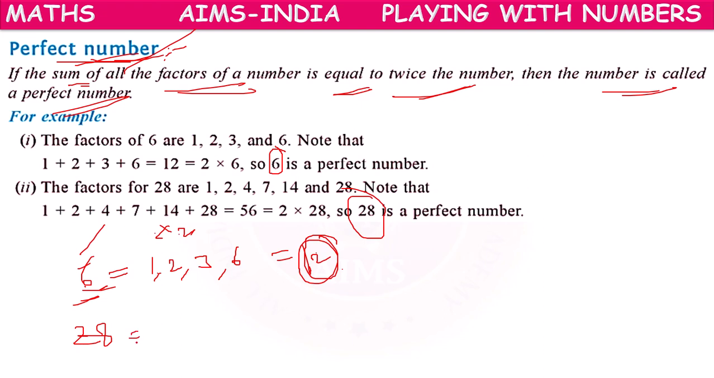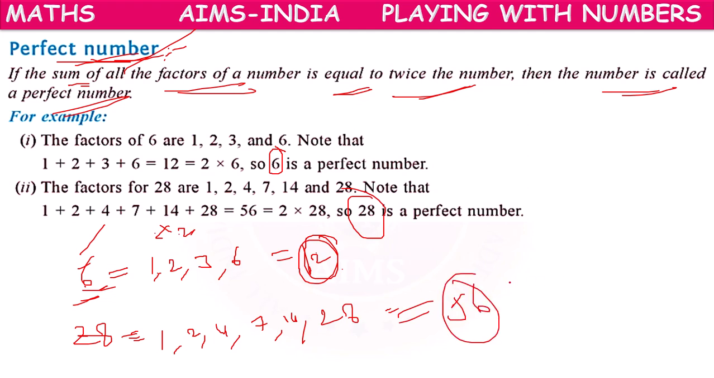Even for 28 also, factors of 28 are 1, 2, 4, 7, 14, 28. If we do that sum, it will be 56, which is equal to twice of 28. So that's why 28 also is a perfect number. The given number 28 also is a perfect number.